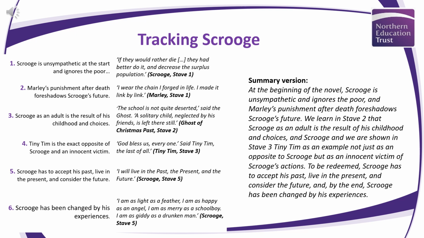I'd then bring it into the present, I think, and talk about Tiny Tim in stave 3. And the idea that Tiny Tim is the exact opposite of Scrooge, that he is the antithesis of Scrooge, but also that he's an innocent victim. And the quotation could be, "God bless us, every one," said Tiny Tim, the last of all. And then I think I might go for the end of the text, maybe the beginning of the final stave. Scrooge has to accept his past, he has to live in the present and consider the future. And the quotation could be, "I will live in the past, the present and the future." And that's Scrooge at the start of stave 5.